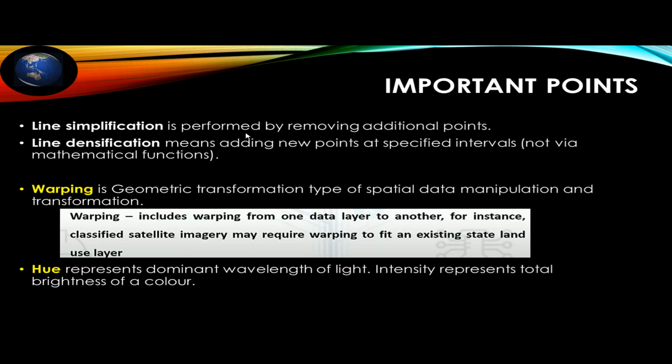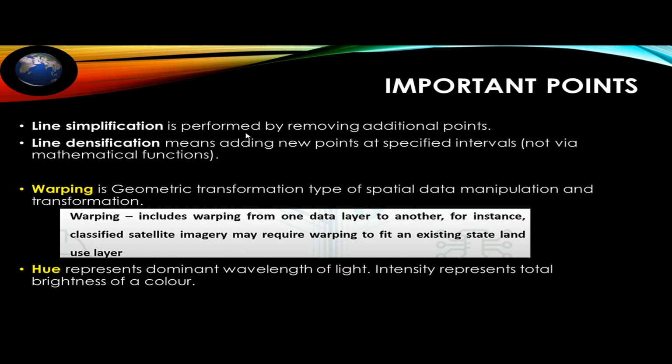So next, some important points are also there, like line simplification and line densification. Line simplification is performed by removing additional points where we don't need additional road network, or some roads are going to be dead end or something, we need not provide, so we can remove such lines or additional points which are not taken care of much. Line densification means adding new points in a simplified interval via mathematical function. Sir might have told it in a detailed way, I'm just telling in a brief way.